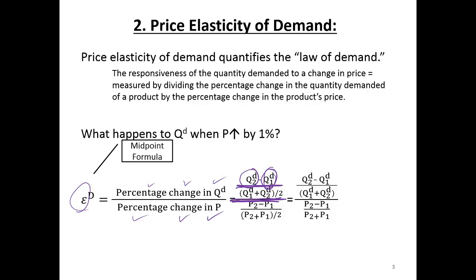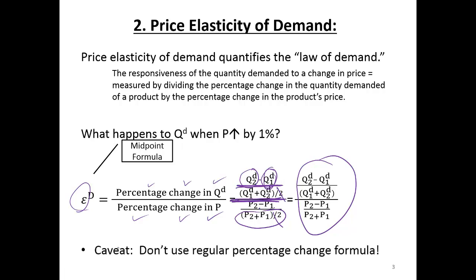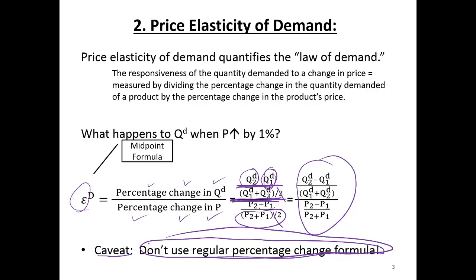For the percent change in price, final price, P2, minus initial price, divide by their average. That's it. And if you go one more step, you can actually eliminate these 2's. If you have the same thing in the denominator, you can get rid of them. So the formula becomes like this, okay? So keep it in mind to use this formula. Caveat or warning, don't use regular percentage change formula because that's not going to give you reliable values.